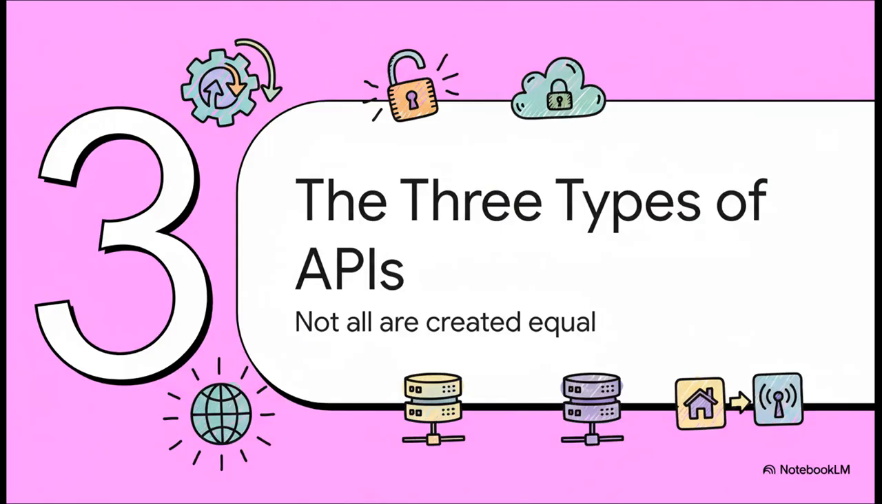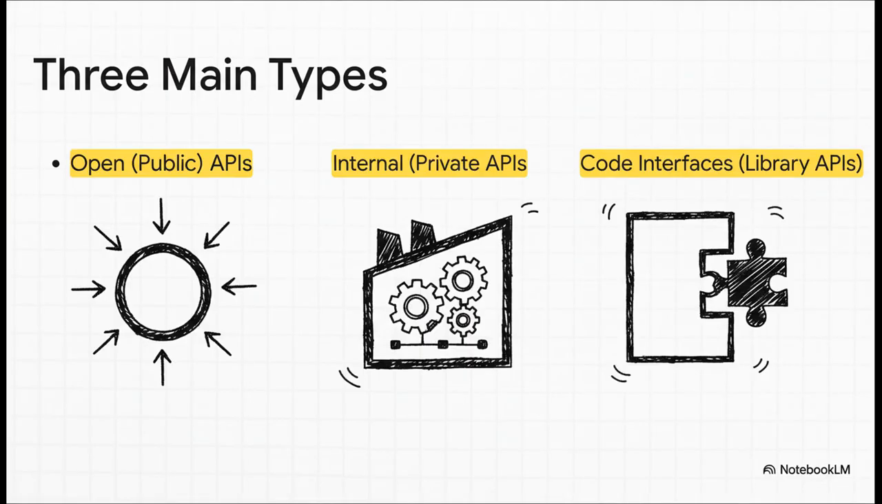So now that we have a feel for what they do, let's look at the different flavors they come in. Because not all APIs are created equal. They fall into a few distinct categories depending on who gets to use them. We're going to focus on the three big ones. You've got your open or public APIs, your internal or private APIs, and something called code interfaces.